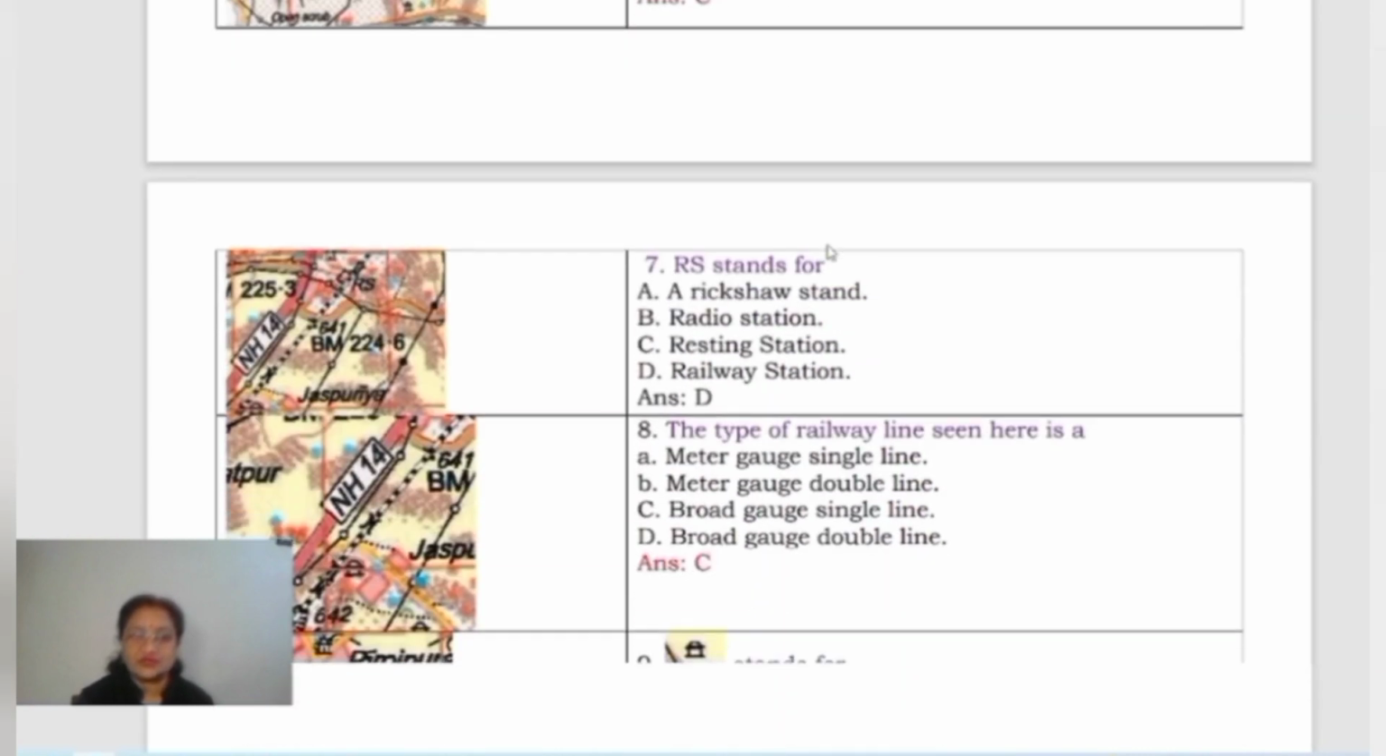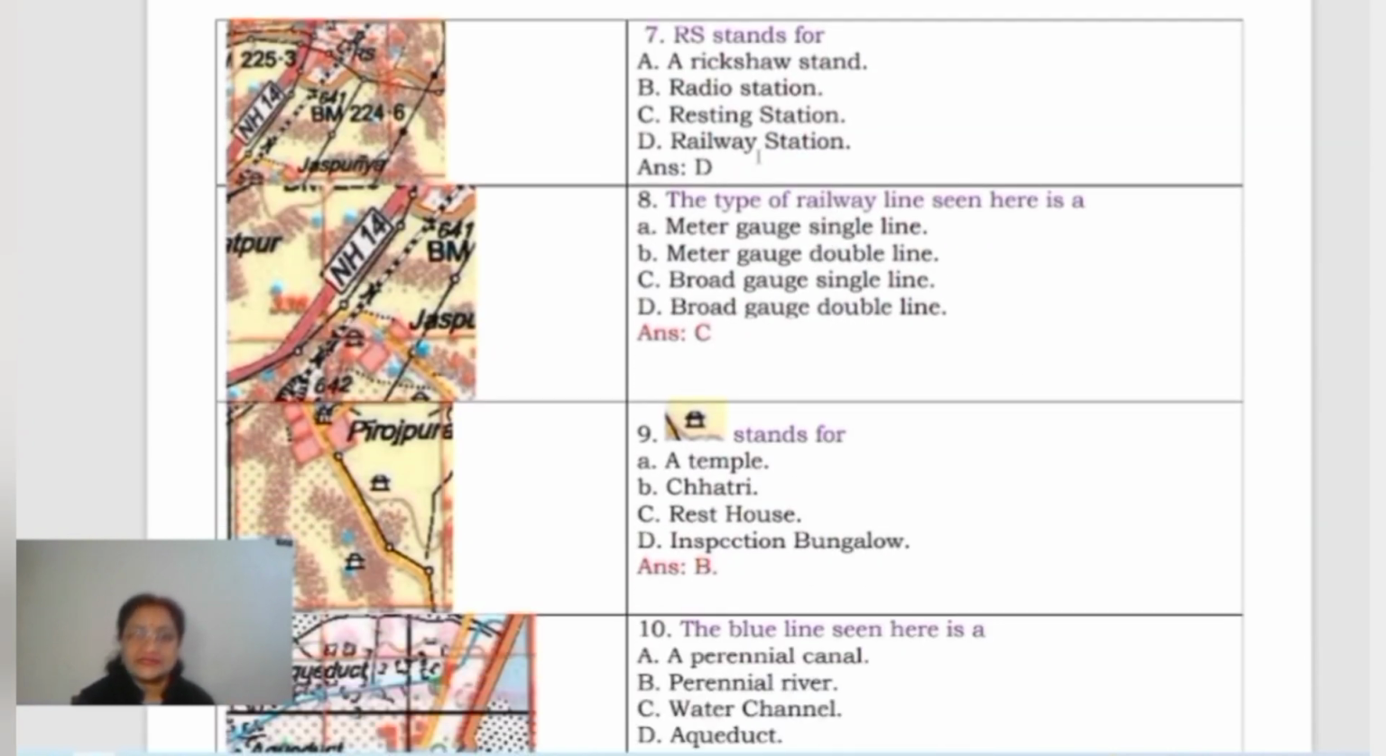Now come to the next one. Next is, RS stands for what? You can see RS is written over here. But one more thing is there along with this. If you have noticed, there is a railway line passing very close to this part, and RS is written just along that railway line. So what does that mean? It means a railway station. So here the D option is correct.